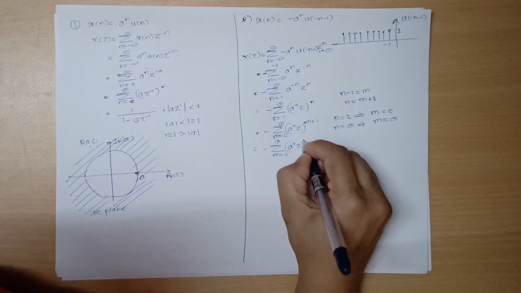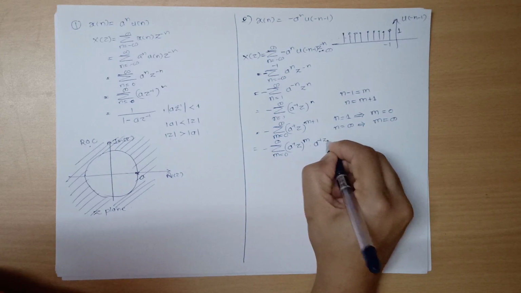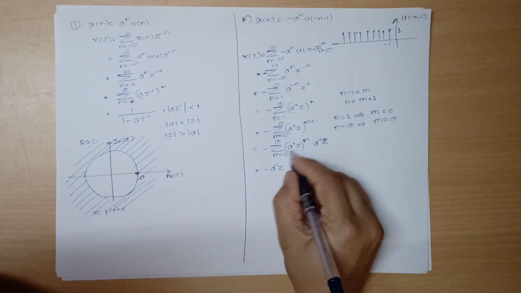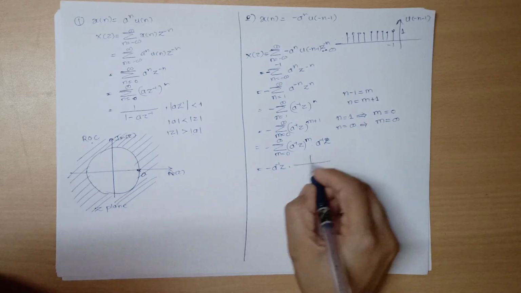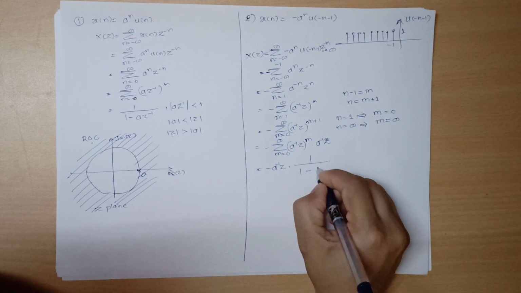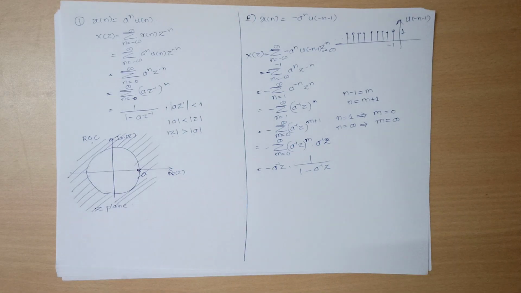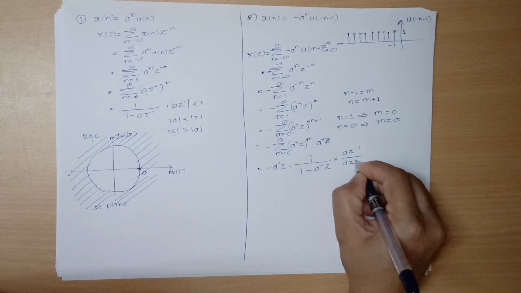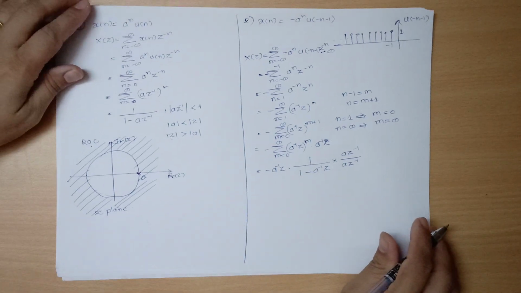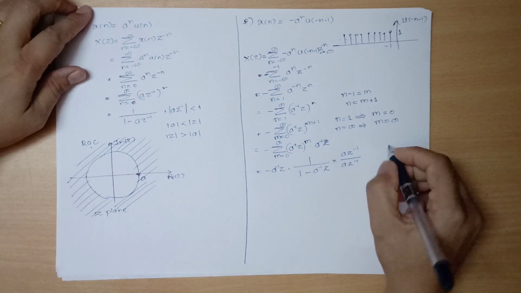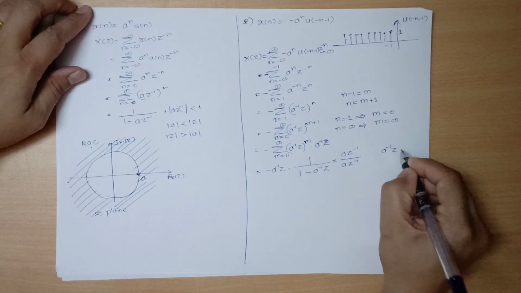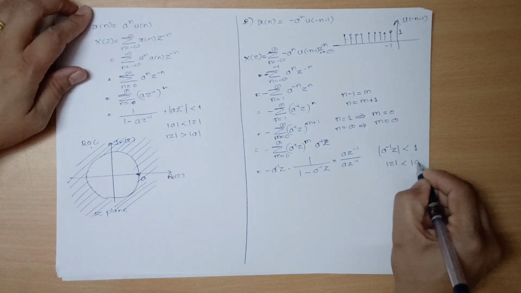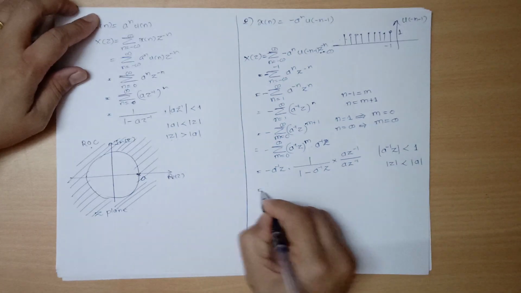A inverse z raised to n multiplied by a inverse z. We take out this a inverse z and apply the formula here: 1 divided by 1 minus a inverse z. Now we multiply this by az inverse, and when we are applying this formula, this value a inverse z should be less than 1. So mod of z should be less than mod of A, and we'll do this multiplication. After that we'll draw the ROC.